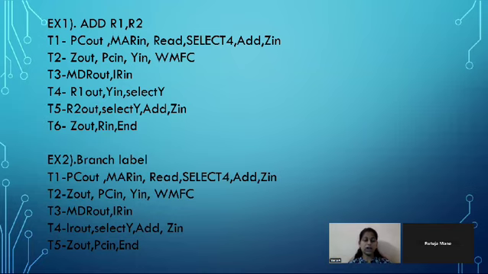In T4: R1 out, Y in, select Y. The content of register R1 is placed on the bus and with Y in, the value from R1 is loaded into the Y register, and select Y chooses the Y register as an input for the upcoming operation. In T5: R2 out, select Y, add, Z in. The content of register R2 is placed on the bus and the Y register is selected again as the input for the addition operation, and the result of the addition is loaded into the Z register.